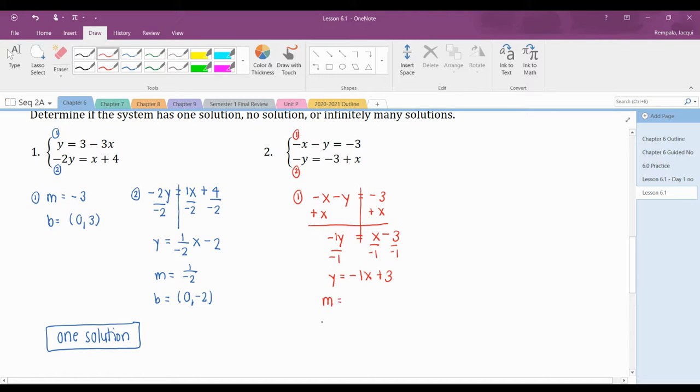Now that I have it into slope-intercept form, we can identify those two things. The number that is in front of the x, which is -1, would be your slope. 3 is the number that then, as an ordered pair, would become (0, 3), and that's my y-intercept. If I look at the second equation, it does not quite have the y by itself. There is a negative sign in front.